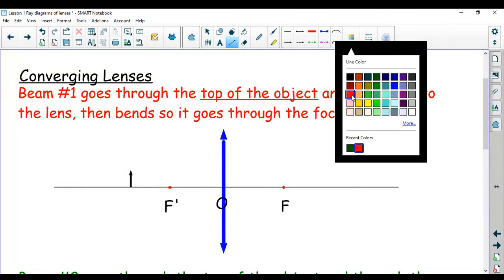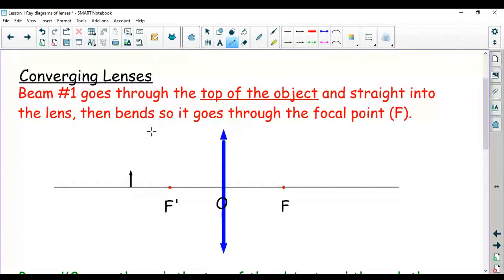And our first beam of light will go through the top of the object. And this arrow represents the object. This is basically like if you were using a magnifying glass, it would be the thing you're trying to look at. If you were using a microscope, it would be the slide under the microscope. There's two focal points marked, one on either side, and that's because you can look through a lens from either direction because it's made out of clear glass.